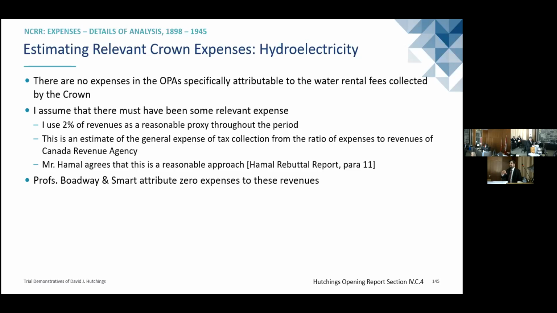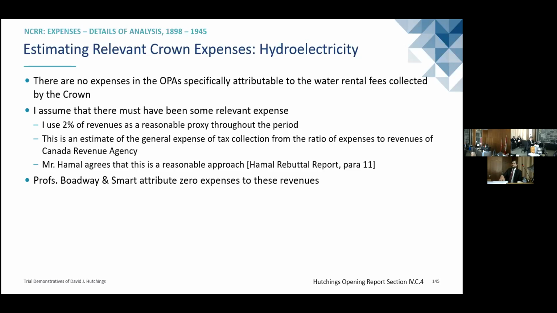profits. I'm talking about the expenses for the government of collecting, supporting, and regulating that stream of payments, those water rental fees. So in the Ontario public accounts, there are no expenses specifically attributable to those water rental fees collected by the Crown. I assume there must be some relevant expense. Otherwise, it sounds a little bit like a free lunch, and economists don't like free lunches.